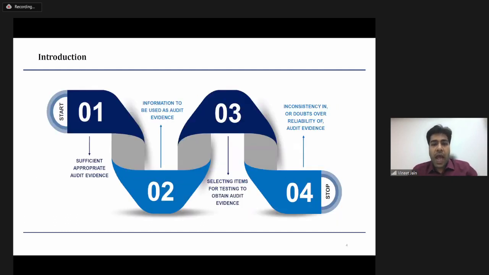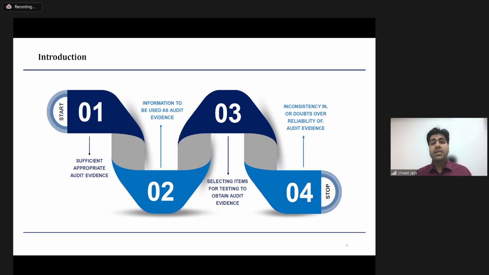Moving on, I have bifurcated today's deliberation, and particularly this SA 500 audit evidence is divided into 4 parts. The first one being sufficient appropriate audit evidence. This is the most important and most integral part of SA 500, and it covers the major aspects required to be studied in this auditing standard. We will be covering the major part of today's deliberation on this particular aspect.